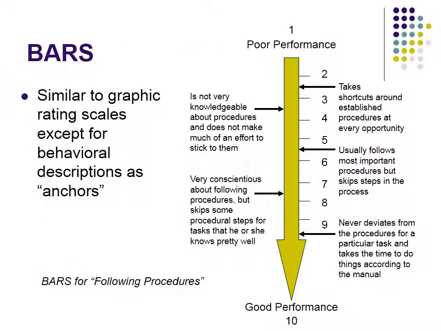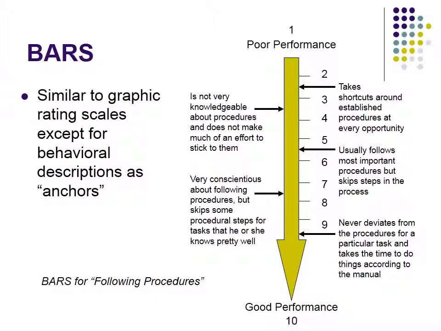Bars are very similar to the graphic rating scales, except that they use behavioral descriptors as anchors. All an anchor refers to is the verbal descriptions on a numerical scale. If you go back for a second and look at the graphic rating scale, the anchors are those three little phrases: below expectations, meets expectations, exceeds expectations. Those are the anchors. In a bars, for each performance dimension, there's going to actually be a series of behavioral anchors. So it's no longer just exceeds or meets or below expectations. It's specific examples of what that number represents.